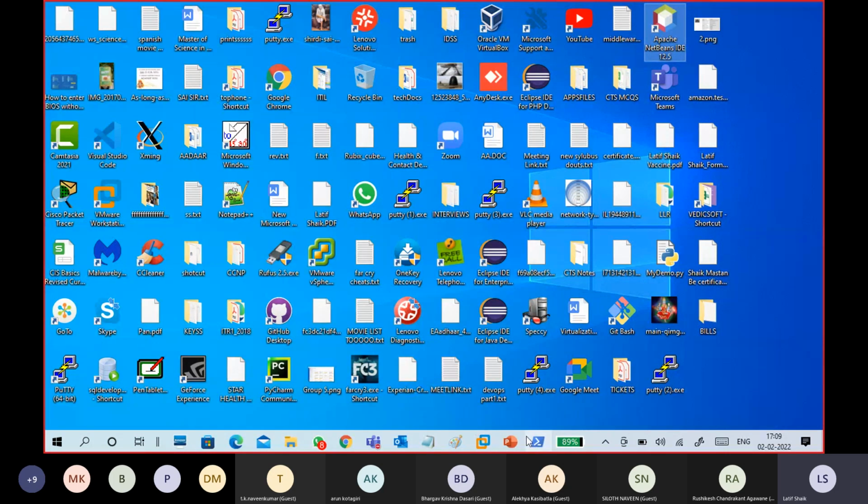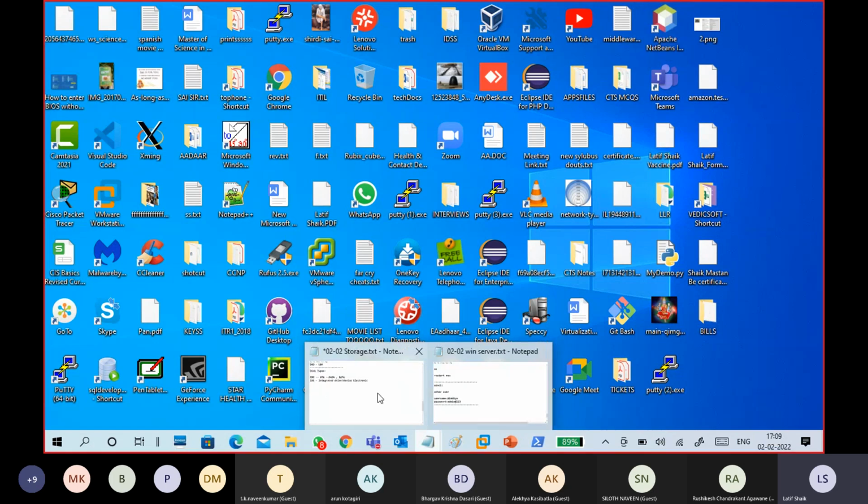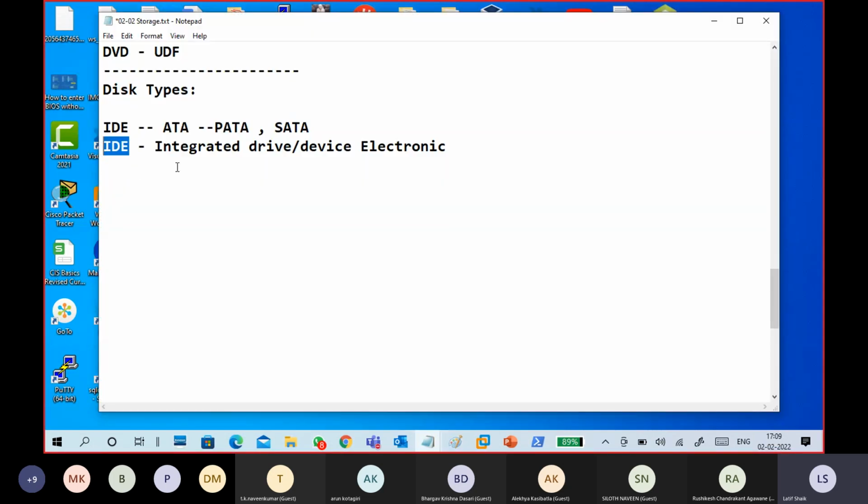But this one is not a program, it is a hardware part. IDE, integrated drive electronics, developed into ATA. It is the same IDE technology, so you can call it IDE or ATA, both are the same.